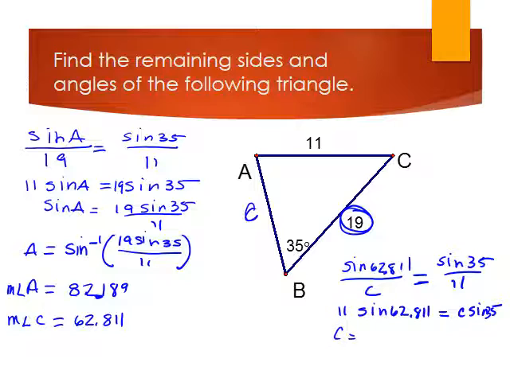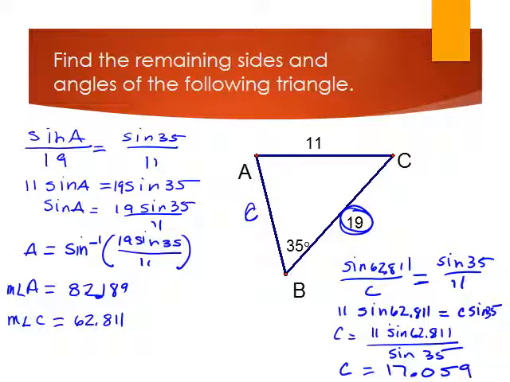C is going to be equal to the sine of 35, or I'm sorry, bad Miss Craig. It's going to be equal to 11 sine 62.811 divided by sine of 35. And again, I've got to use that inverse sine. And when I do, that's going to give me approximately 17.059.